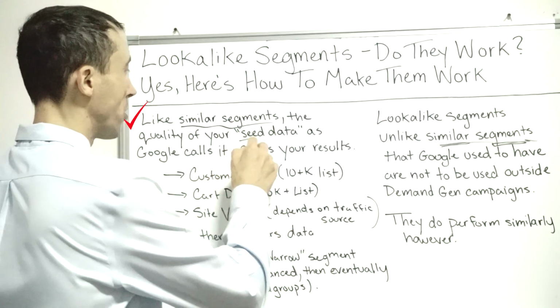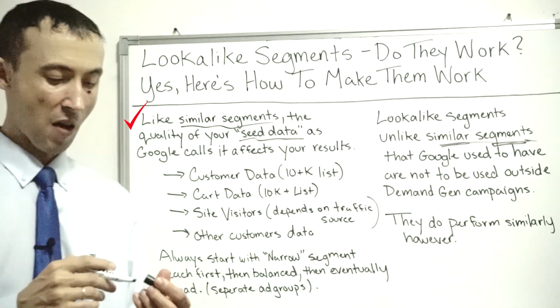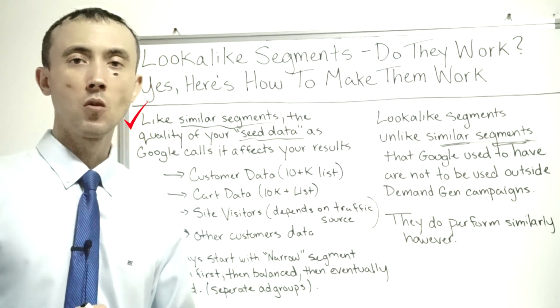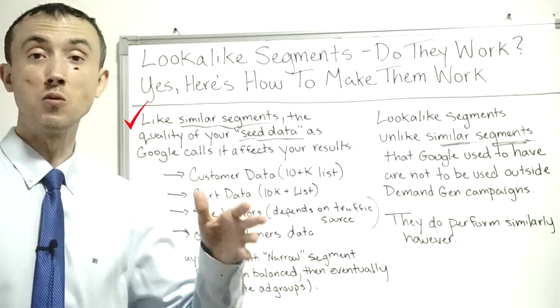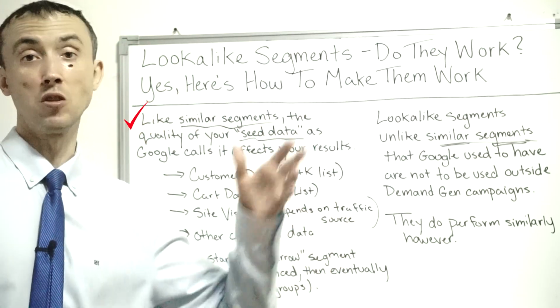Google wants you to provide seed data, which can obviously be a customer list or an email list in general of different types, which we'll talk about how you can use other than your customer list itself. You can use other people's lists.